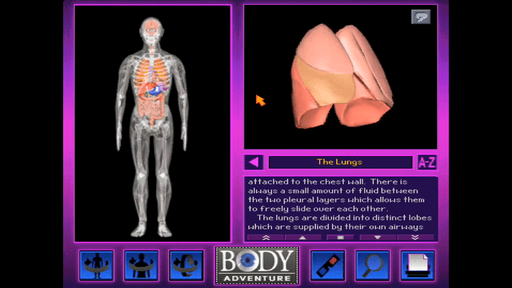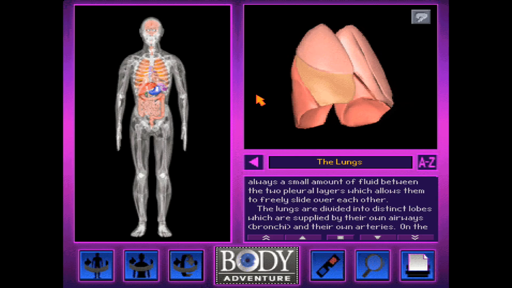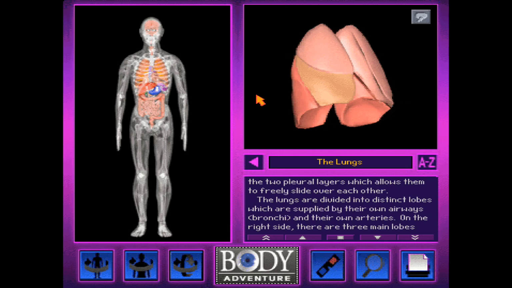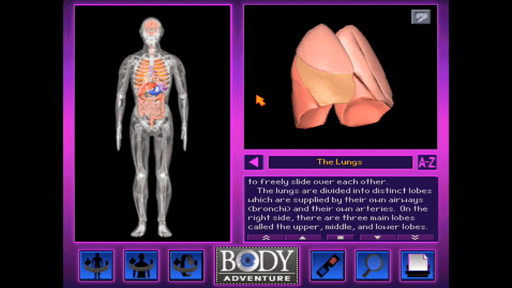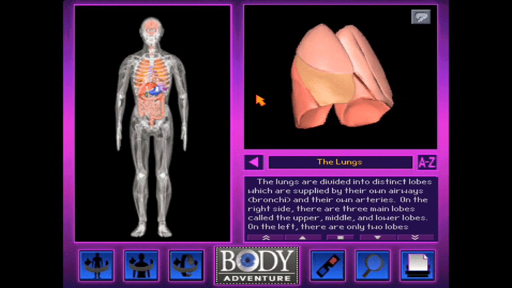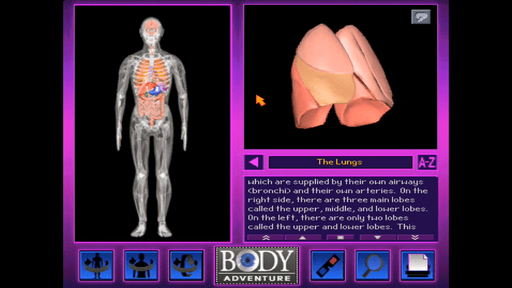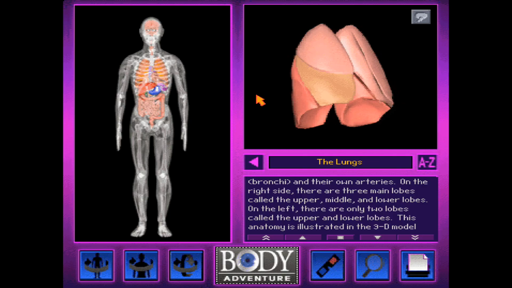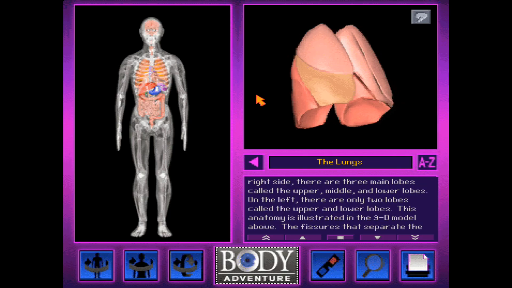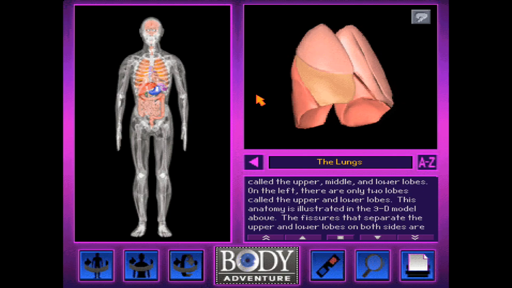The lungs are divided into distinct lobes, which are supplied by their own airways, bronchi, and their own arteries. On the right side, there are three main lobes called the upper, middle, and lower lobes. On the left, there are only two lobes called the upper and lower lobes. This anatomy is illustrated in the 3D model above.